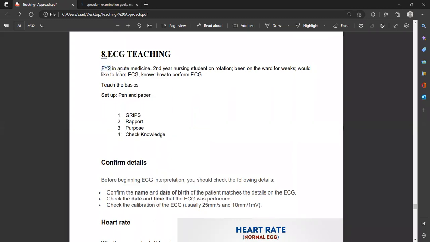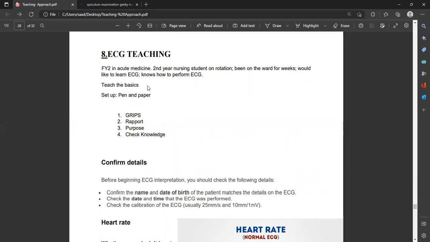Okay, so in acute medicine, a second year nursing student on rotation. Now, most of them would be on rotation, so it would be easier for you to build a rapport. How's your rotation going? Learning new things? Is there any problem? I can help you. Are your exams coming? I can help you with that as well.